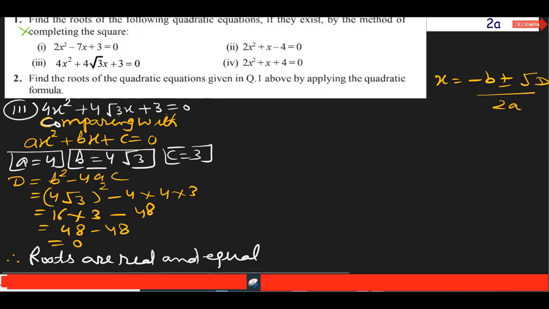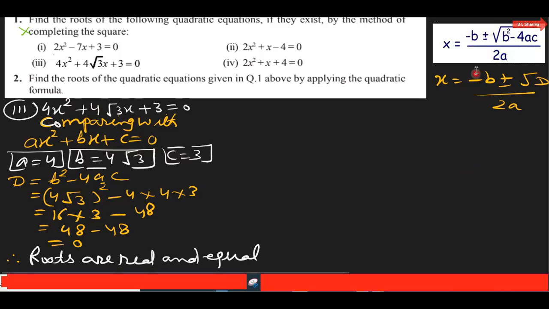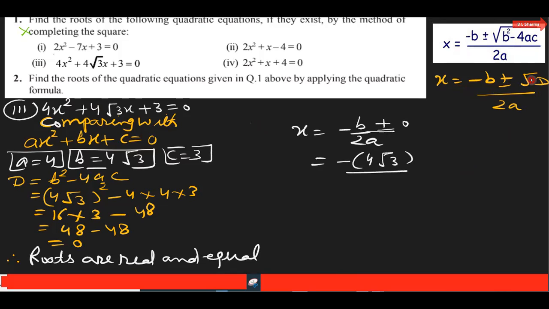So therefore now using the quadratic formula, that is given by x is equal to minus b plus minus square root of D upon 2a. Therefore x can be written as minus b upon 2a. प्लस माइनस डी लिखने की जरूरत नहीं है because this is 0. So that is minus into what is b? b is 4 root 3 upon what is a? That is twice, and a is 4.